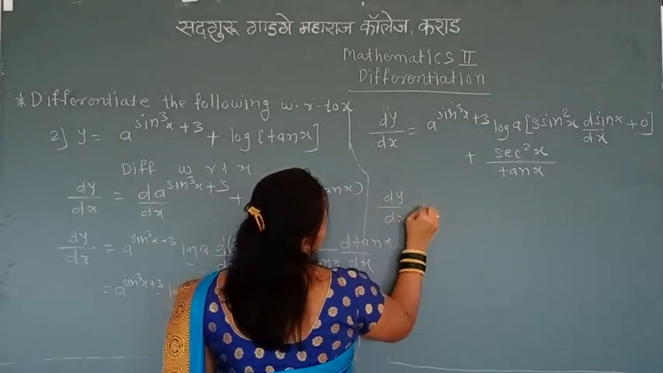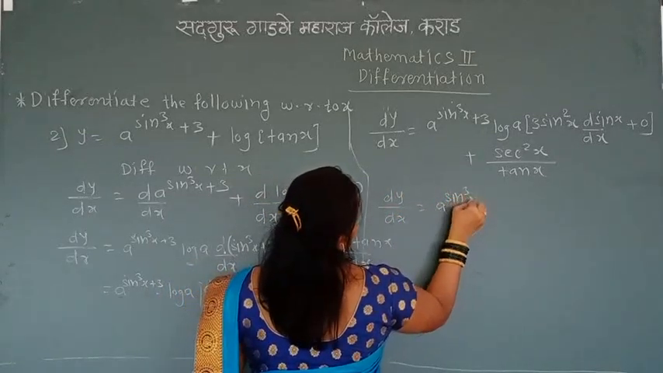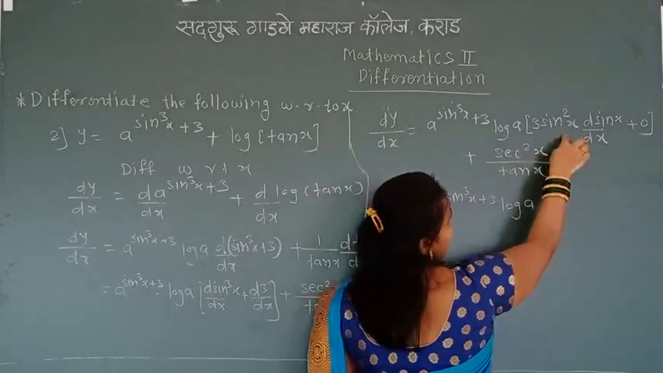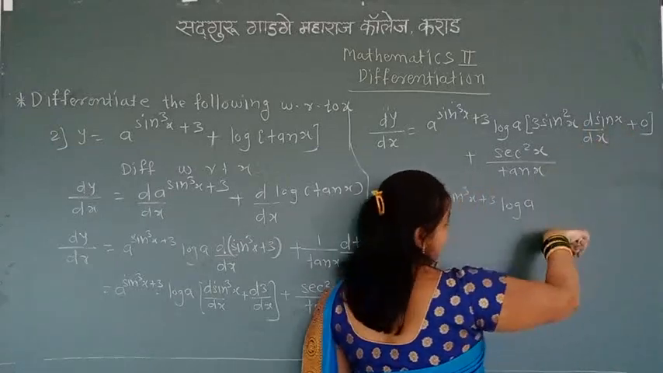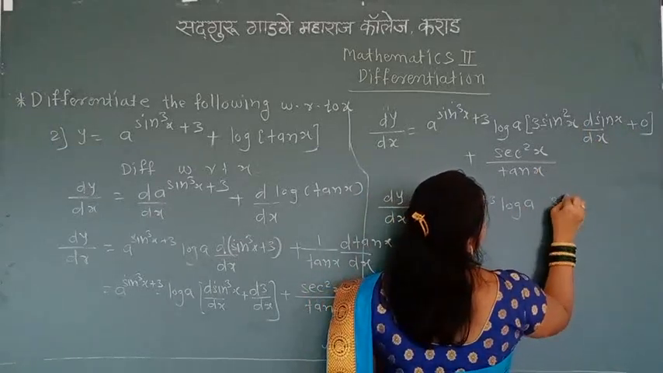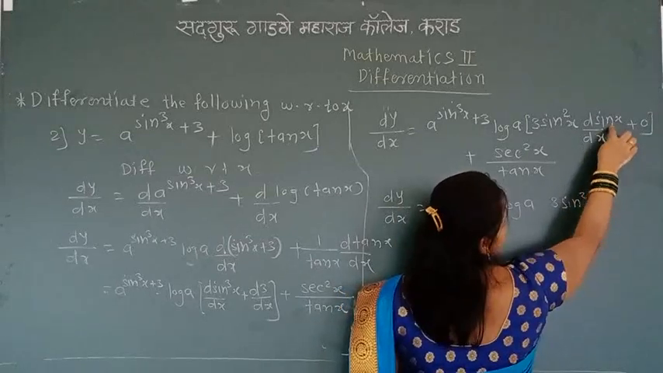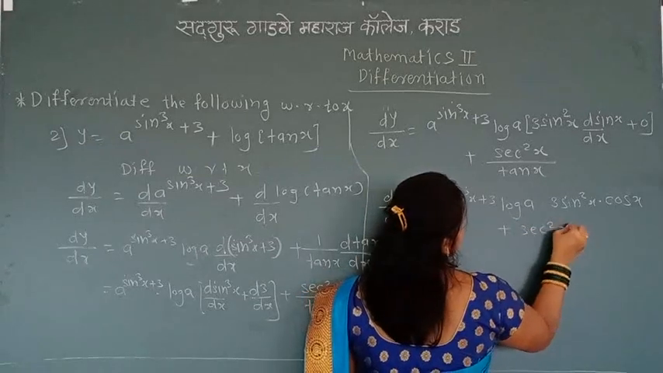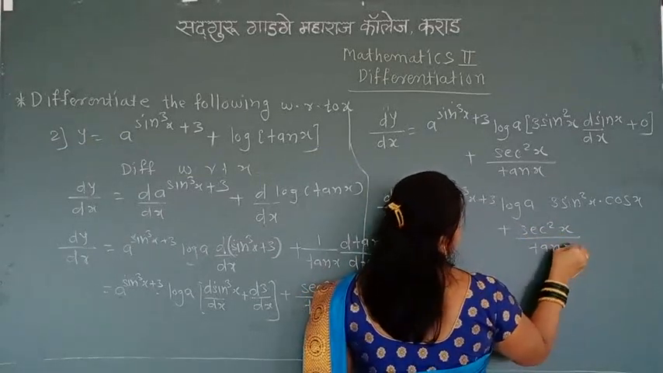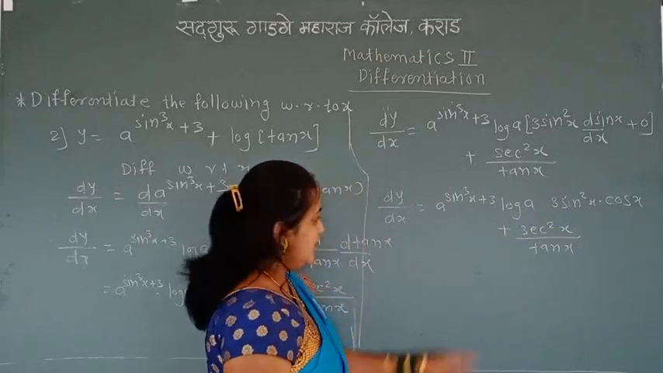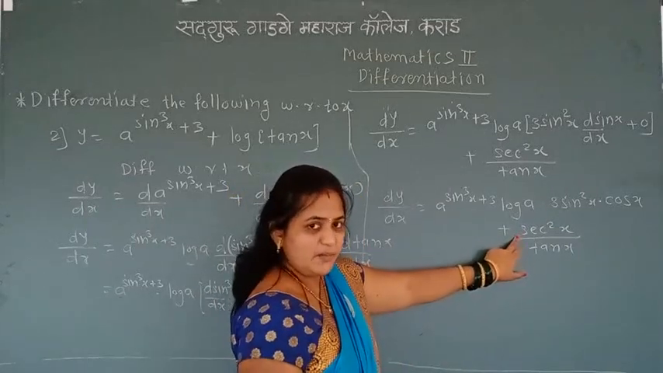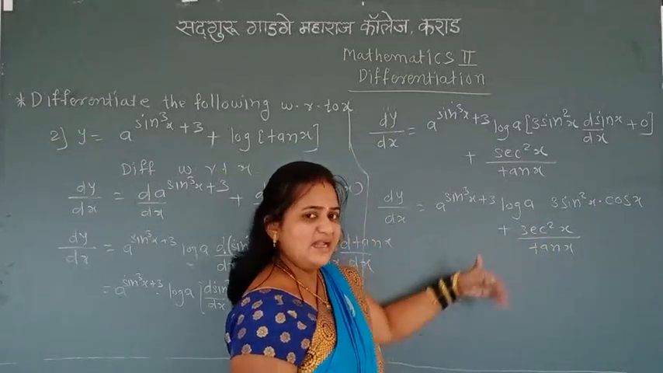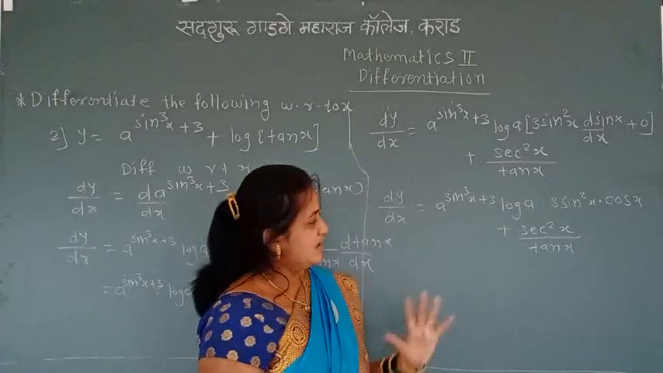So dy by dx is equal to a raised to sin cube x plus 3 multiplied by log a multiplied by this term. So we get here 3 sin square x multiplied by the derivative of sin, which is cos x, plus sec square x divided by tan x. If you want, then simplify again. This sec square x we can write as 1 upon cos square x. This tan x we can write as sin upon cos, and we can simplify more. Now we can stop here.